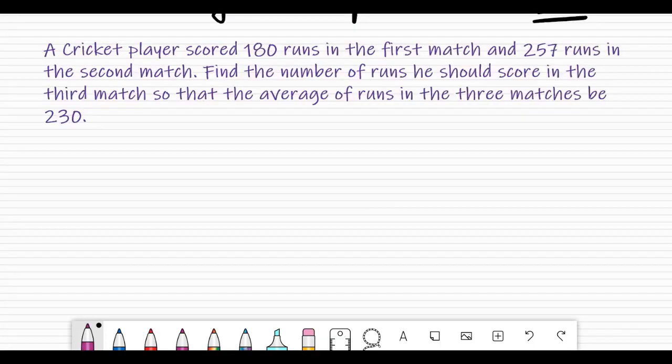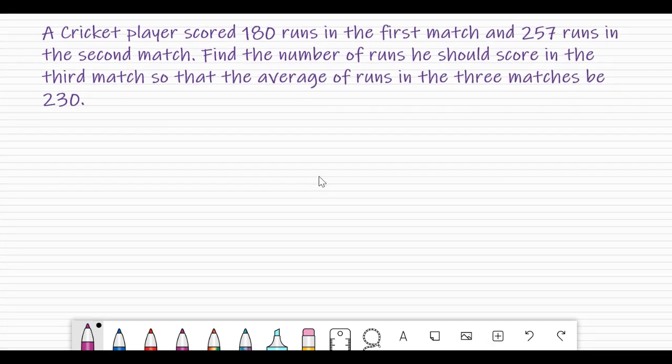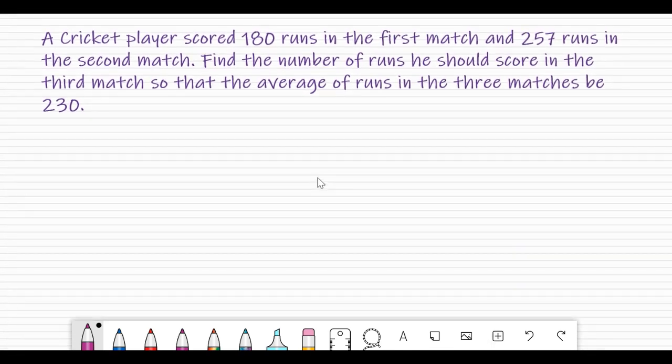Here is another situation. A cricket player scored 180 runs in the first match and 257 runs in the second match. अच्छा cricket player है. Find the number of runs he should score in the third match so that the average of runs in the 3 matches be 230. In one match 180, second match 257. How much should he score to keep his average at 230?